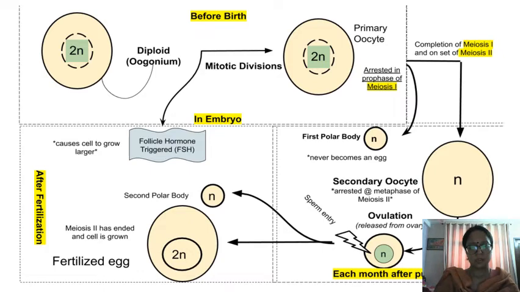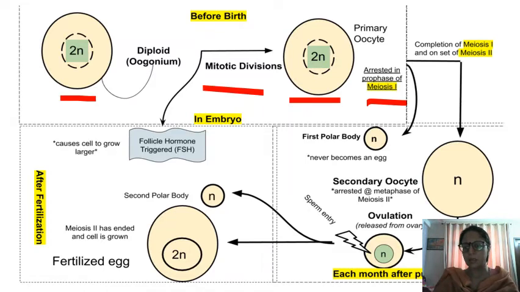So this is the summary of what we have done so far. Here you can see we have an oogonia which is diploid. It undergoes mitotic division, and this takes place before birth. Then we have a primary oocyte which is still diploid, and this primary oocyte gets arrested in prophase of meiosis 1 and remains in this stage for around 12 to 13 years.